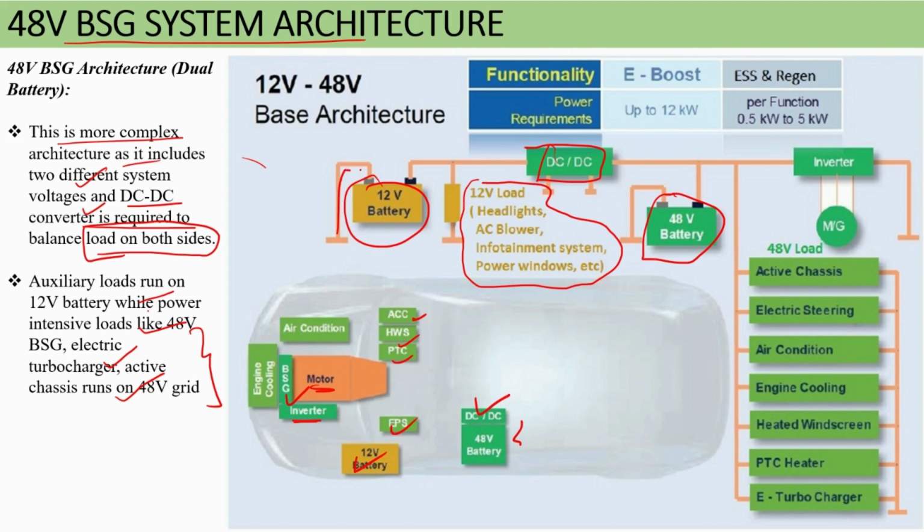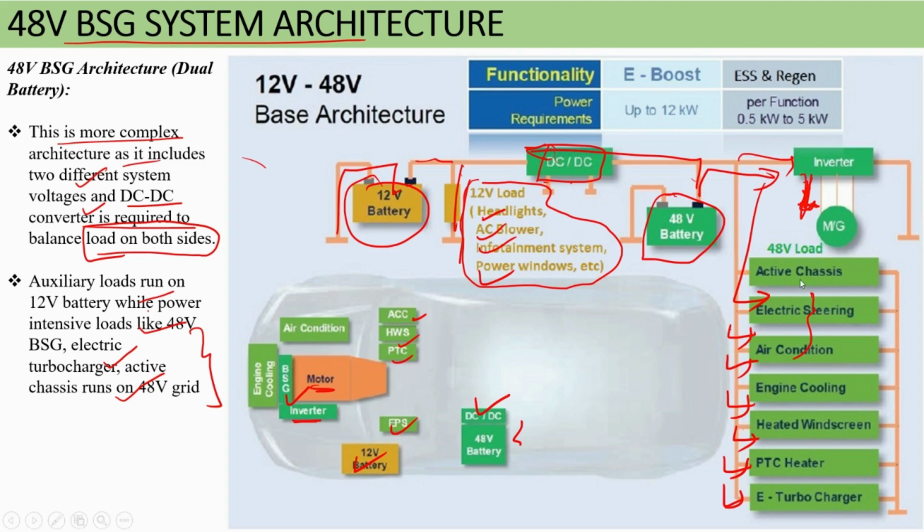So here if you see the architecture, you have the 12 volt, then your 12 volt loads: headlight, AC blower, infotainment, power window. These are running on this. Then you have the DC-DC converter, which will give to this battery. And then you have the e-motor, inverter and motors. So this will be given for the BSG functions. Okay. And 48 volt loads like electric steering, air condition, engine cooling, heated windshield, PTC heater, all these work on the 48 volts.